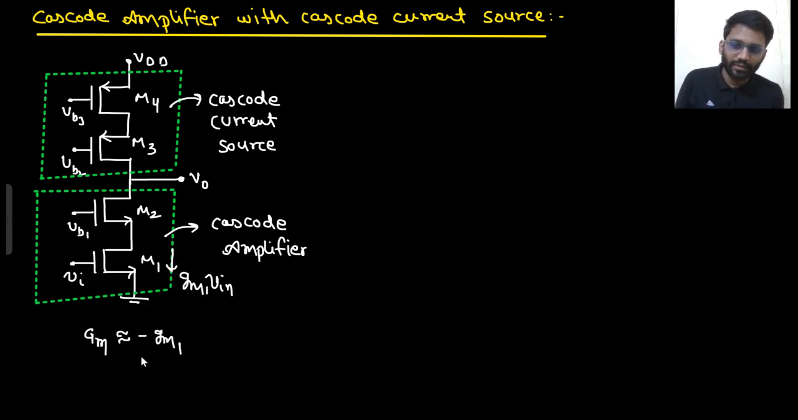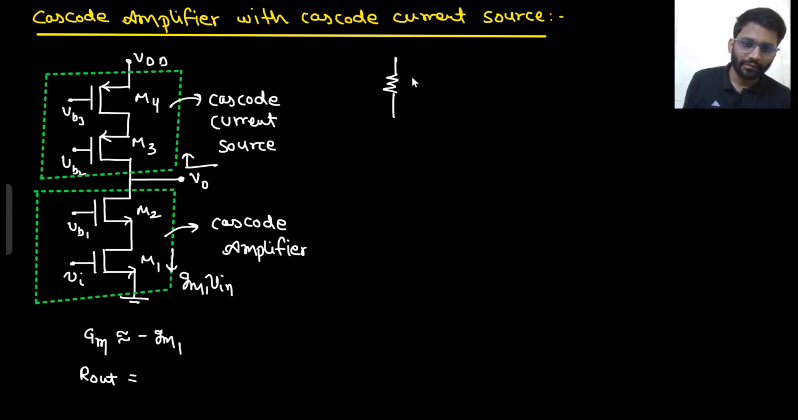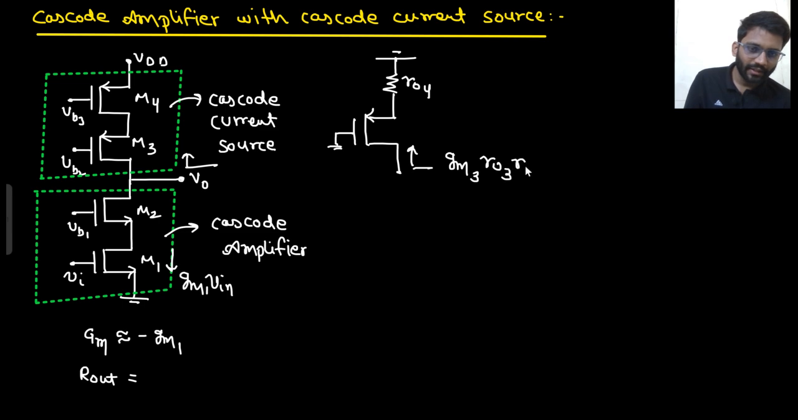What about R out? Write down the R out on your own. Tell me what will be the R out. See the impedance here. VB3 is shorted, VB2 is shorted. If VB3 is shorted, this M4 will be replaced with R04, because VSG is gone. And what about this? What is the impedance from here? GM3, R03, R04. Say yes or no. The same thing is happening downward.